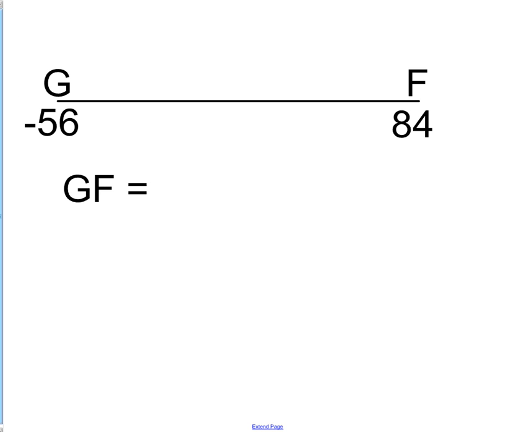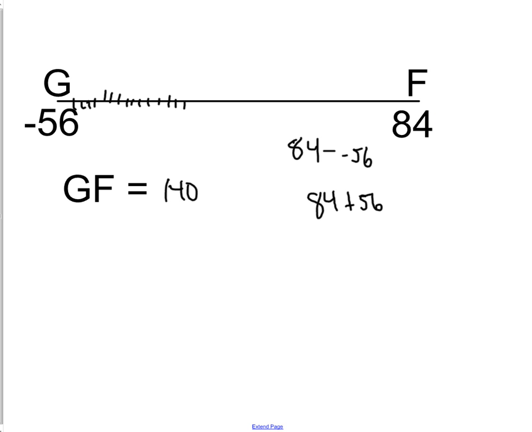Okay, so we're not always going to be using nice easy ones where we can just hop from point to point. Here there's going to be a ton of different little tick marks in between. I don't want to count all of those, so the other technique's going to work really well. We're going to go 84, take away -56, and that's going to give us how far it is from F to G, or from G to F. So 84 minus -56, that's the same as 84 plus 56, which gives us 140. So the distance between G and F is 140.